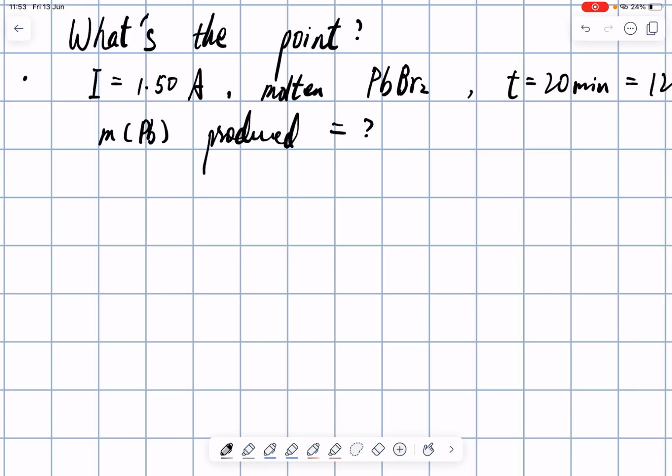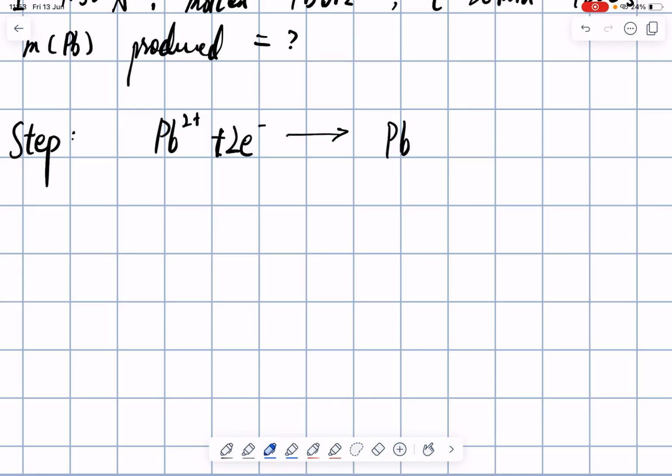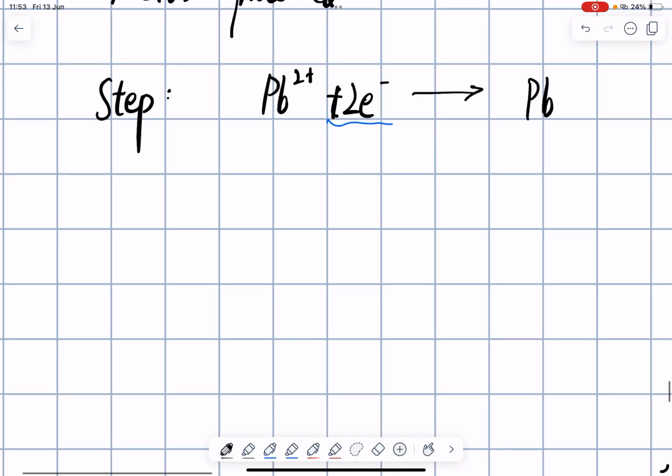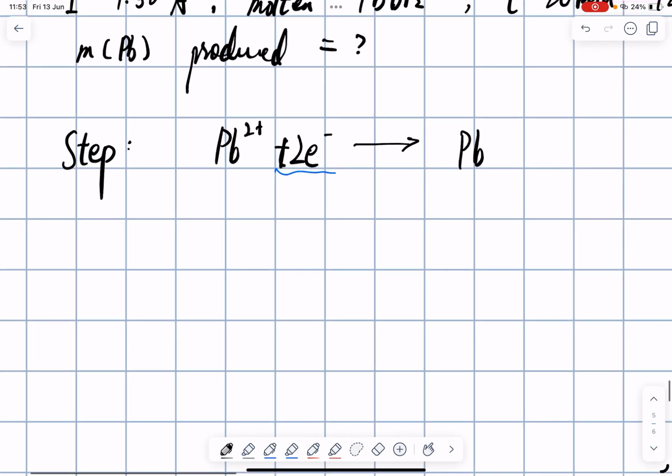Okay, what we're going to do first, step 1, is we write down the equation for how the oxidation or reduction reaction happens. Do it like this. So you see we need 2 moles of electrons to reduce 1 mole of lead 2+.